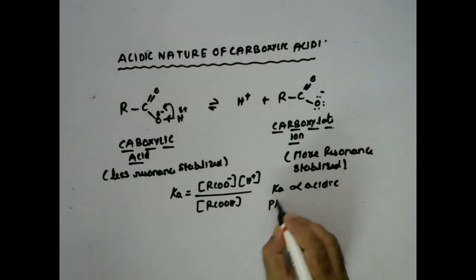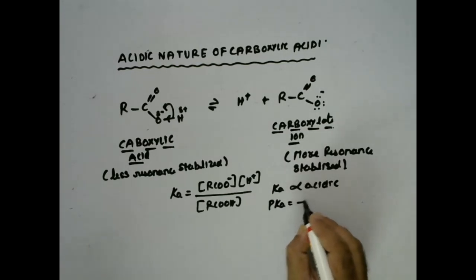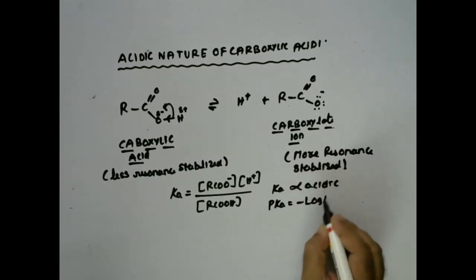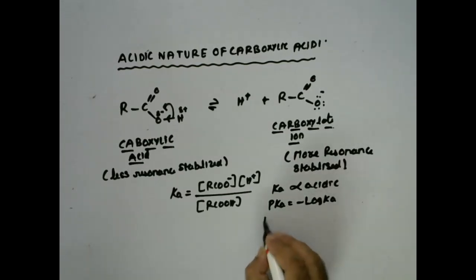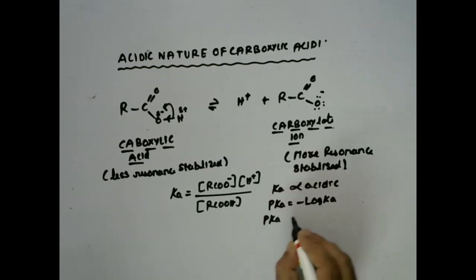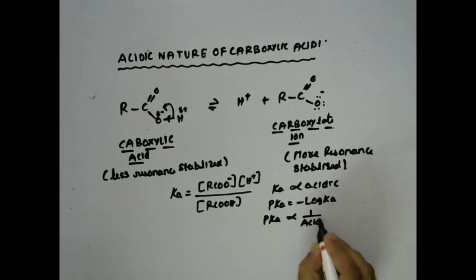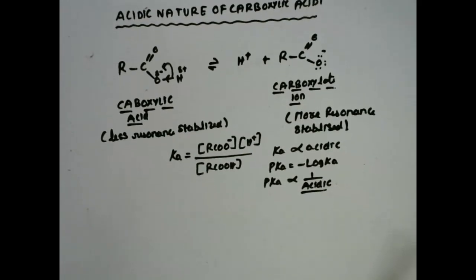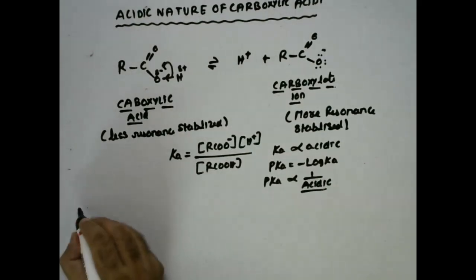We can define one more factor called pK, that is minus log of Ka. And as in pKb, this is also inversely proportional to acidic strength. Meaning, if you have to arrange the compounds in increasing order of pK, that means decreasing order of the acidic strength.